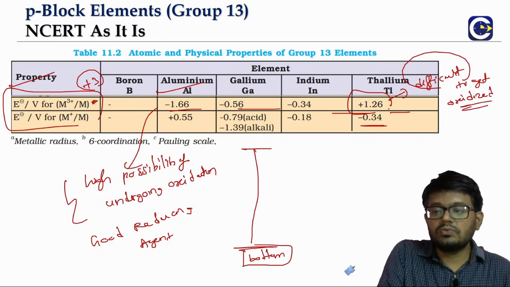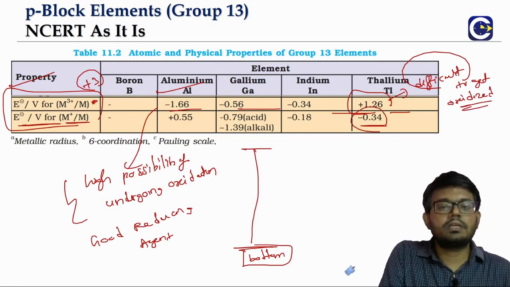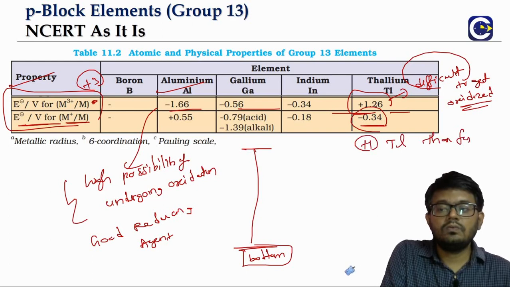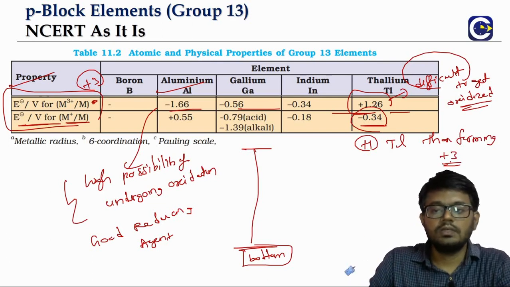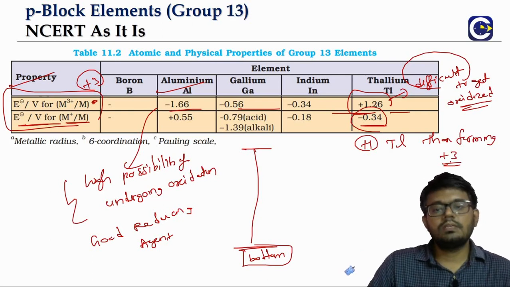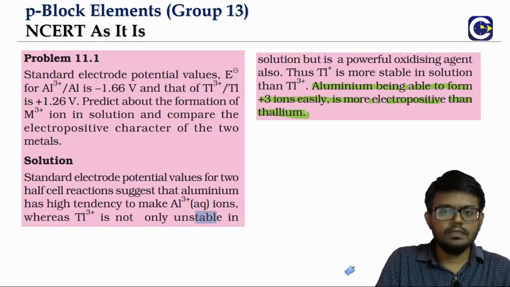Just compare thallium 3 plus and thallium plus 1. Look at the reduction potential for thallium plus 1, it is minus 0.34, which means comparatively we can easily form thallium plus 1 than plus 3. That we can see by using the reduction potential values. So this is about the reduction potential values and the corresponding trend based on that.